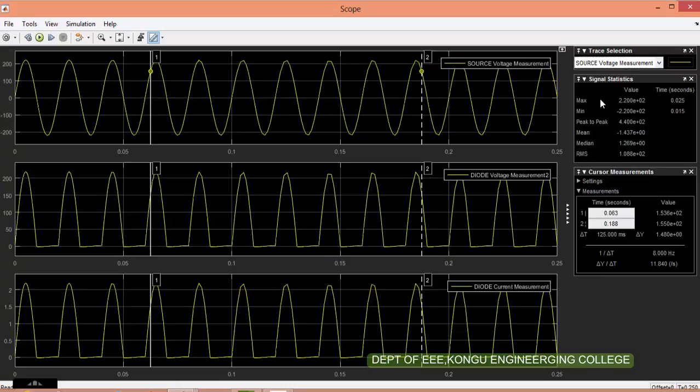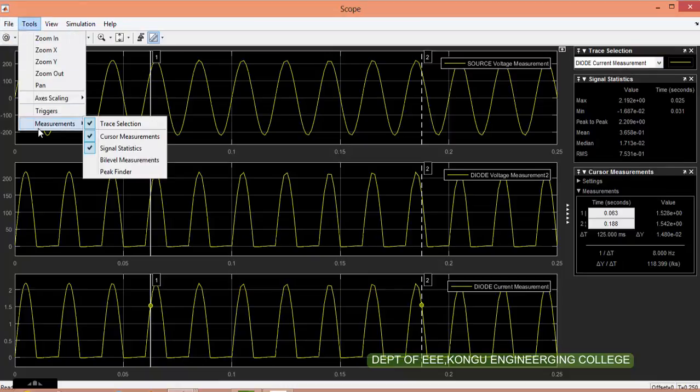And again you can see the signal statistics for each individual waveform. First is for source voltage, next for diode voltage measurement, then for diode current measurement. This is called trace selection.